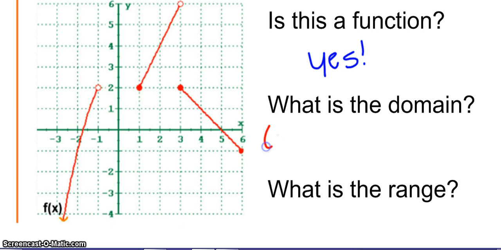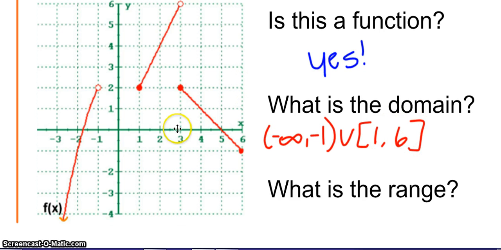So we're going to say our domain is negative infinity until negative 1, but I can't actually plug in negative 1 because I don't get a value back. Then I'm going to pick up again at 1 with the filled in circle, and there should be something going on at 3, but actually I can just say I can go all the way until 6, because at 3 I do actually have a value.